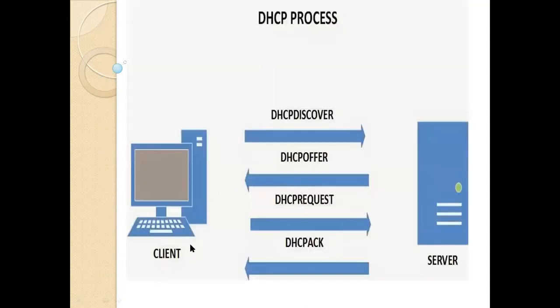This way, client to server: DHCP discover, DHCP offer, DHCP request, and DHCP acknowledgement. First it discovers, it offers, it requests, it acknowledges. This is the general basic process of DHCP: discover, offer, request, and acknowledgement.